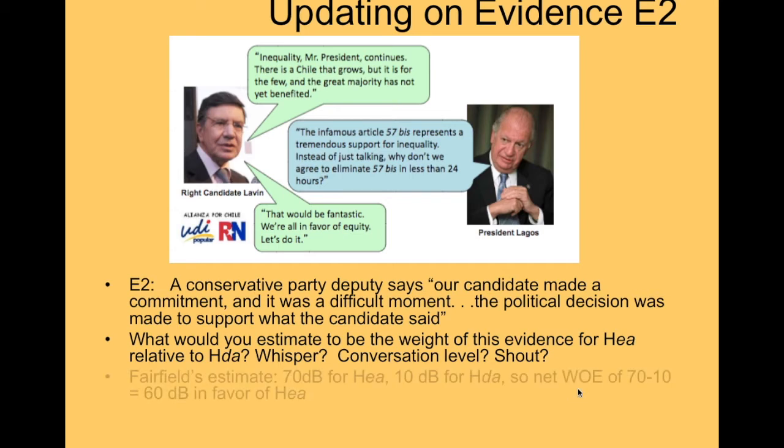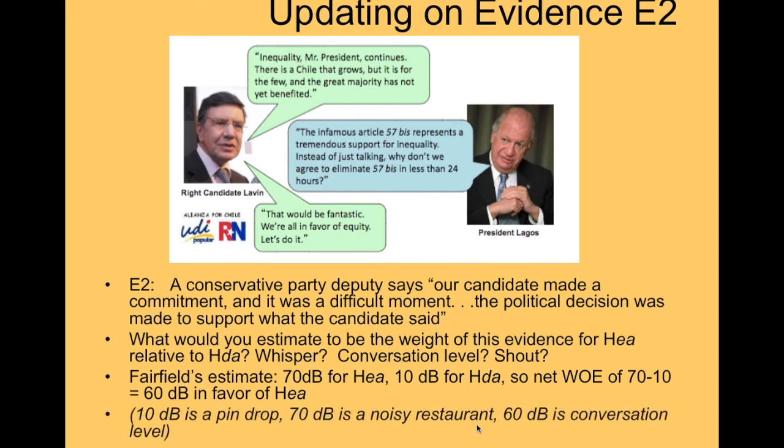So we would estimate that. We would probably give it a pretty strong relative weight. In Fairfield's own estimate, this is 70 decibels in favor of equity appeal, with barely a pin drop, 10 decibels, for the declining assets, as it's really inconsistent with that explanation. So the net weight of evidence is 70 minus 10 equals 60 decibels in favor of the equity appeal. Okay, and remember, 70 decibels is a noisy restaurant.